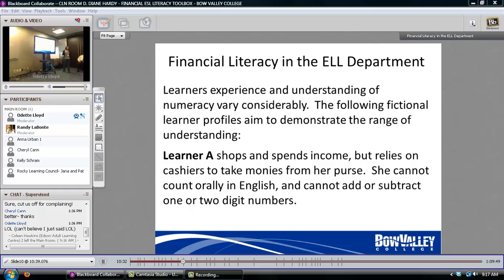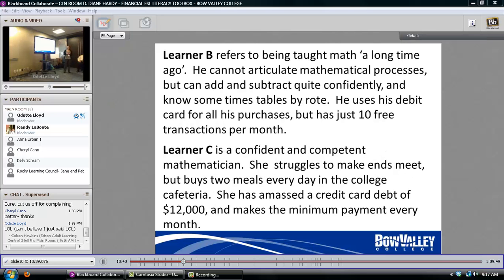We have learners like Learner B, who will say that they were taught math a very long time ago. They don't necessarily articulate mathematical processes, often because language is a barrier, not because they don't know. They would do it probably in first language. But they can show you on pen and paper quite easily that they can add and subtract. And they'll know tables by rote. They're fairly functional.